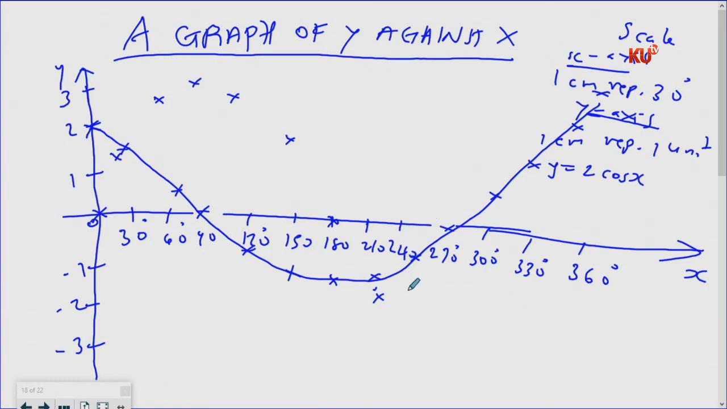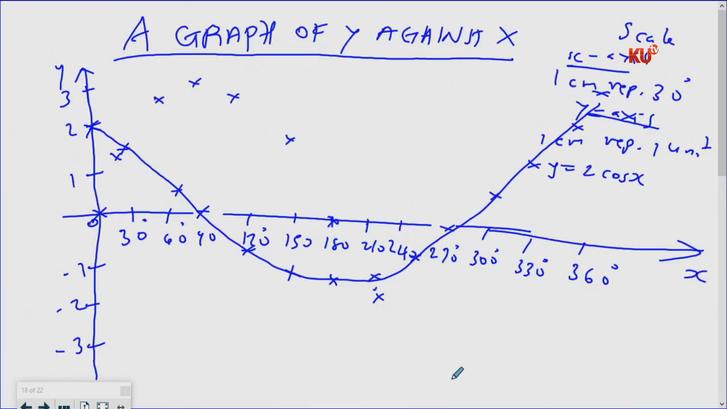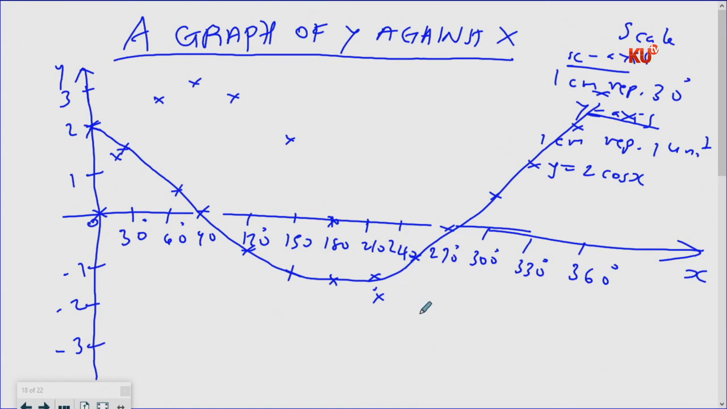240. When x is 240, it's here. When x is 240, y is equal to negative 2.6. Negative 2.6 should be, where is that 2.6? Just a minute. Negative 2.6 is here. Negative 2.6 should be down here. Next, 270. When x is 270, y should be negative 3. Very good, learner.